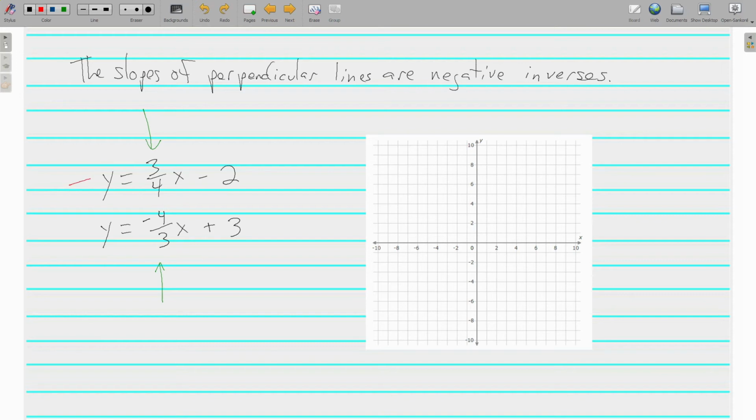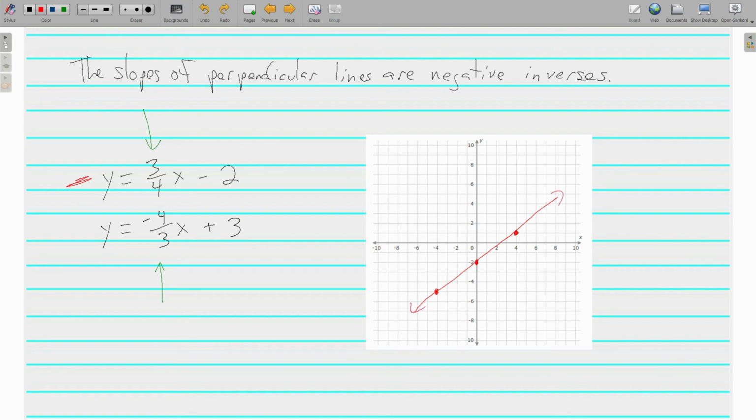I'll do this first one here in red. The y-intercept is at negative 2. Then my slope is 3/4, so it's going to be right there. Down 3, back 4. Okay, here's my line, come on, be straightish. Hey, that wasn't too bad.